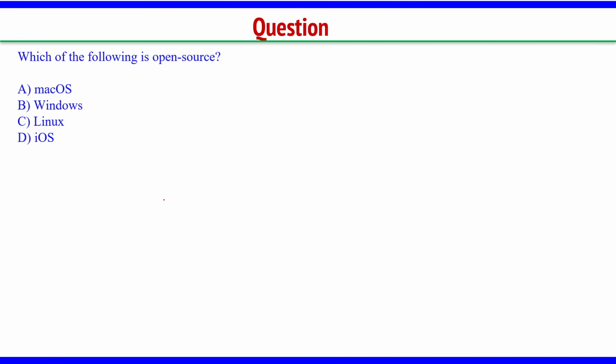Open source means I can customize the operating system, I can make some changes in the operating system. So, what is that operating system which you can play with, right? So, Mac, Windows, Linux and iOS. So, answer is Linux. It is an open source, freely available, you can play with it as you want.